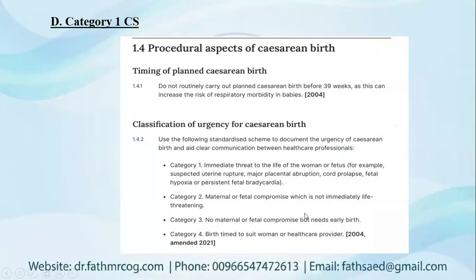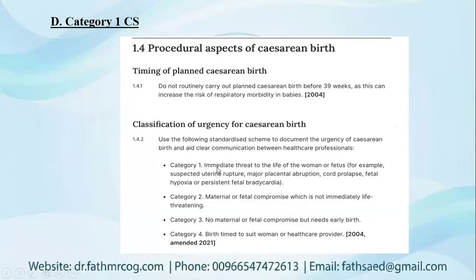We have the procedural aspect of cesarean section, the classification of urgency of cesarean, this we know. In the exam they can ask you about category 1, category 2, category 3, category 4. If we have a crash cesarean section, maternal or fetal compromise that is not immediately life-threatening, most of you are confused when answering the recall. Sometimes the patient has fetal compromise but it is not immediately life-threatening, you will go for category 2. Category 1 is if you have immediate threat to the life of the woman or fetus. Try to differentiate, because I feel candidates sometimes the answer is 2 and they answer 1.